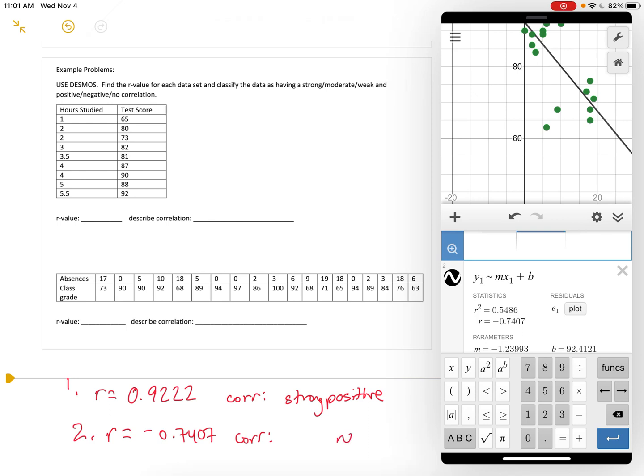And then let's talk about our correlation. It is a negative number, so it's going to be a negative correlation. Strong negatives are between -1 and -0.67, which -0.74 fits in. So this one is a strong negative this time.